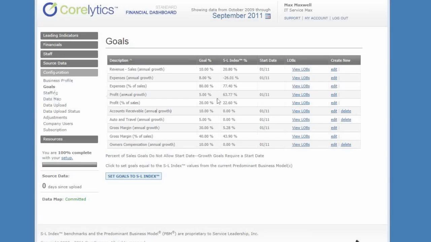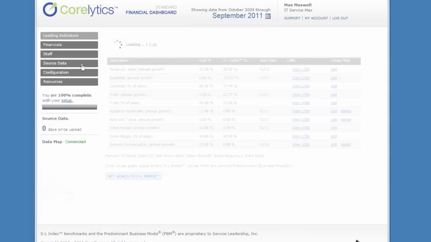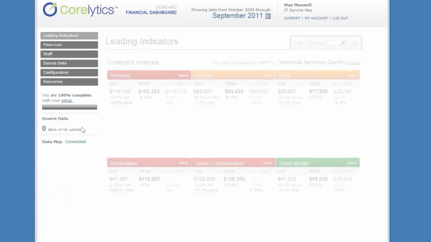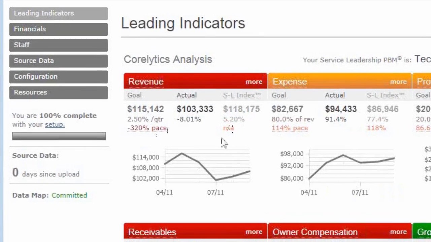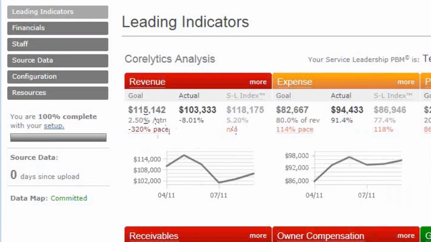When you're done setting the goals, you've got your data mapped, and you come back and look at the leading indicators, now at this point you probably have a little bit of a different picture. Here is just more. I'll go into this a little deeper.